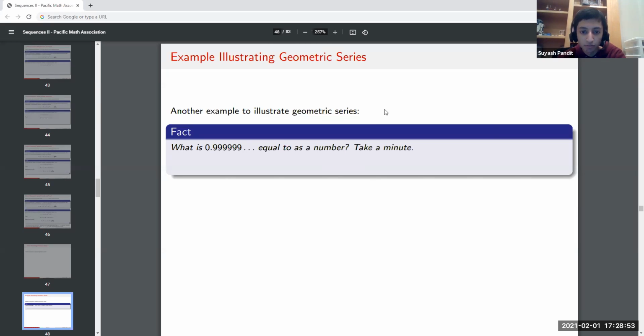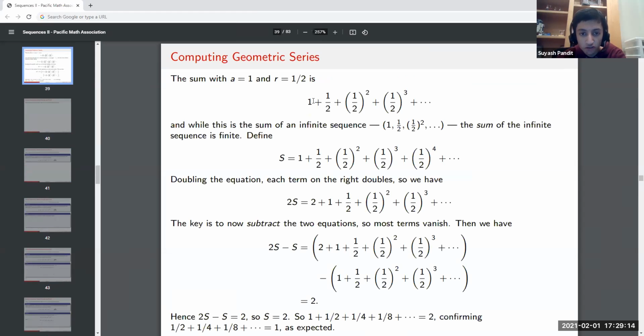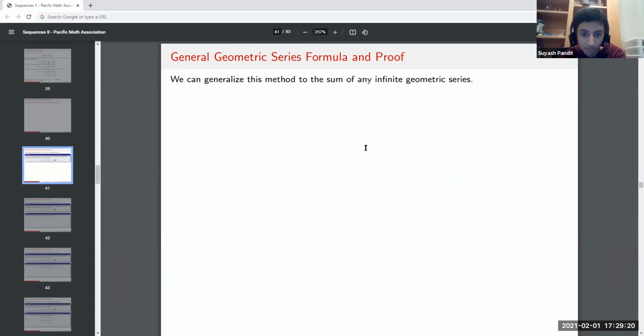Now there are a couple of different ways to prove this. Someone's asking what do A and R represent? A represents the first term of the sequence. R represents the common ratio between the terms that defines the geometric sequence. Hopefully that clears things up. So for example, going back here, in this example, the first term was 1. The common ratio was 1/2 because we are multiplying by 1/2 each time.